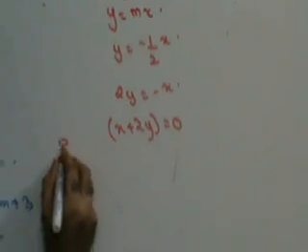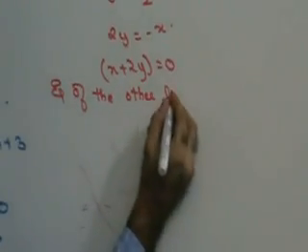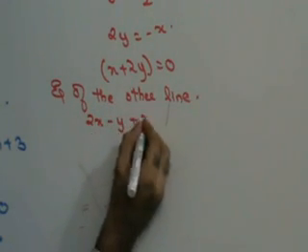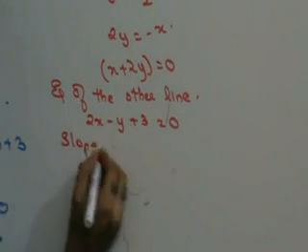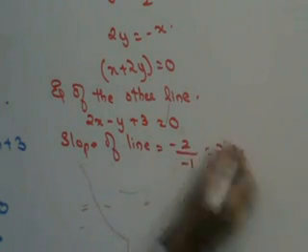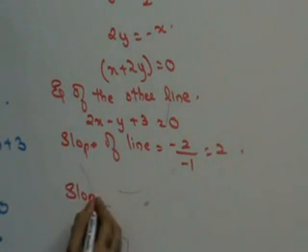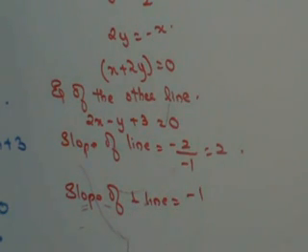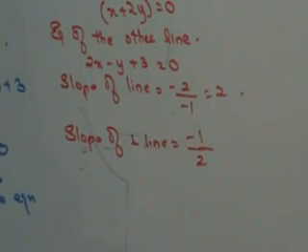Similarly, equation of the other line. Equation of the other line is 2x minus y plus 3 is 0. Right? Slope of this line is minus a upon b. Now the other line is perpendicular. Slope of perpendicular line is negative reciprocal. So minus 1 upon 2.